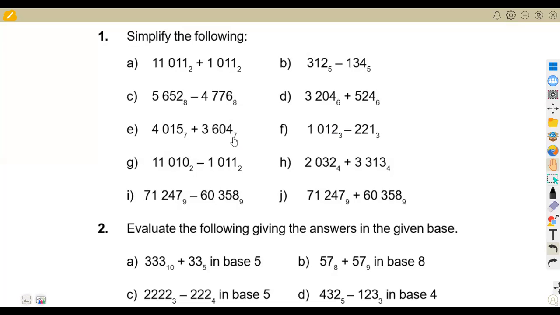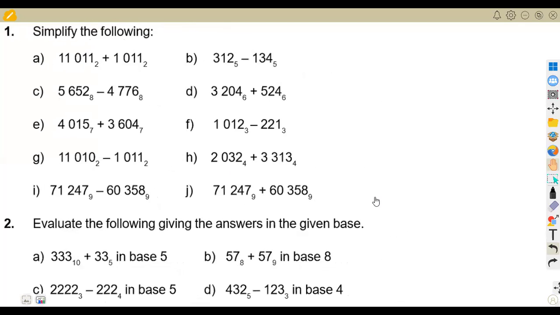Still working on our O-level mathematics, and this is the simplification part whereby we are going to be working with addition and subtraction of our number bases, just like what we had in our normal simplification, the conversion of our number bases. This time we shall be talking about the simplification in terms of addition and subtraction.